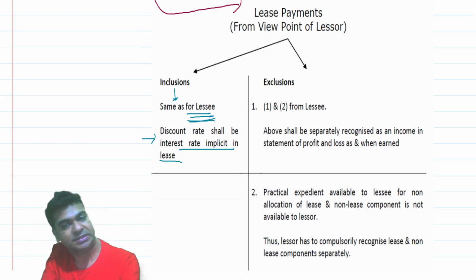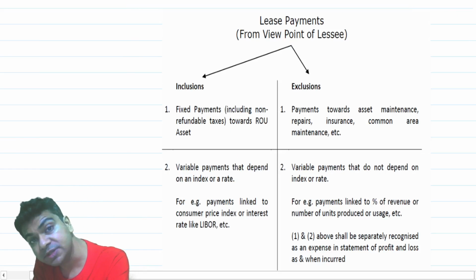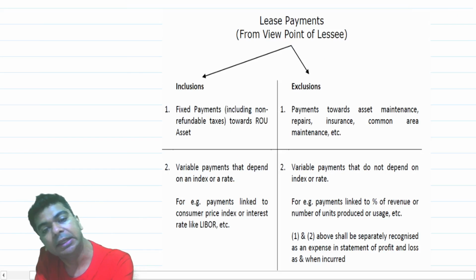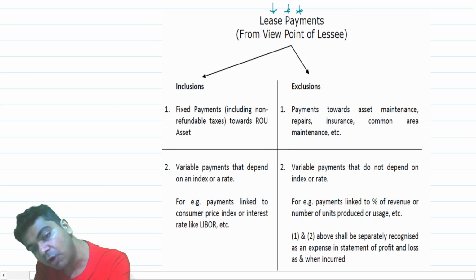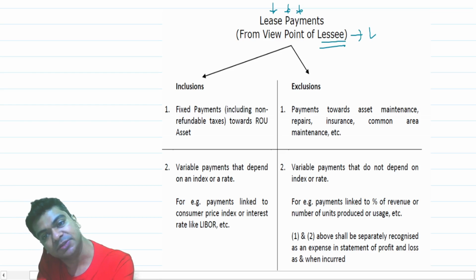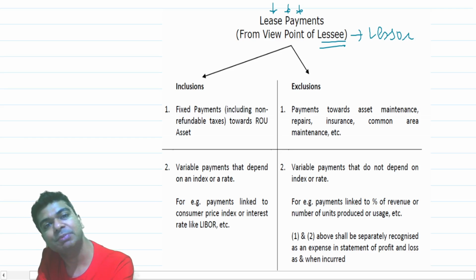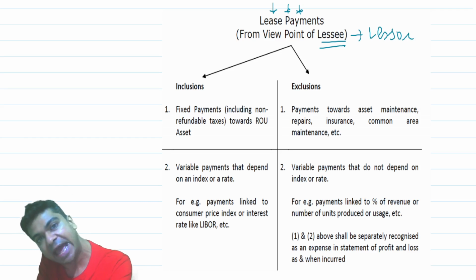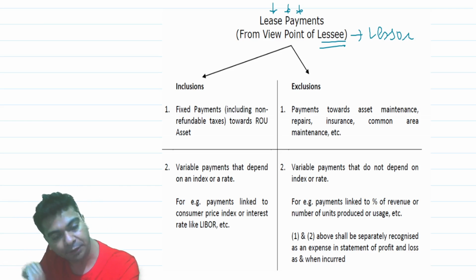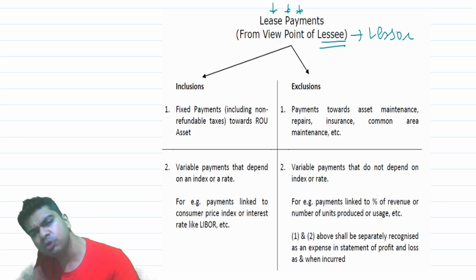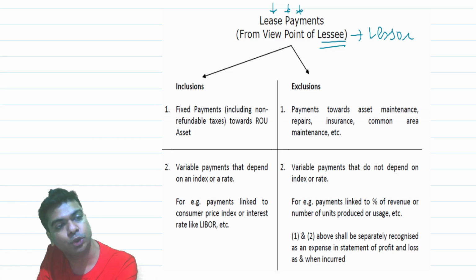Same as for lessee. Here is the reference that I am giving you now. This is something that we already discussed earlier. These are the lease payments from the viewpoint of the lessee. Remember, from the viewpoint of the lessee as well as from the viewpoint of the lessor, we realize that now, isn't it? The lease payment concept is the same from the viewpoint of lessee and lessor, except for one difference, and that is with respect to the discount rate. Okay. We have already discussed this at great length, and we have solved quite a few questions also. So you know it very well.